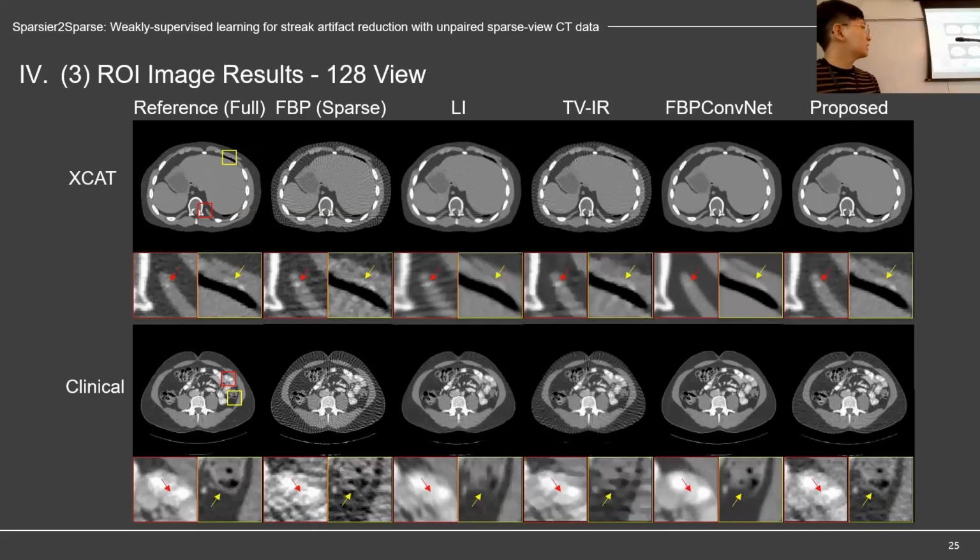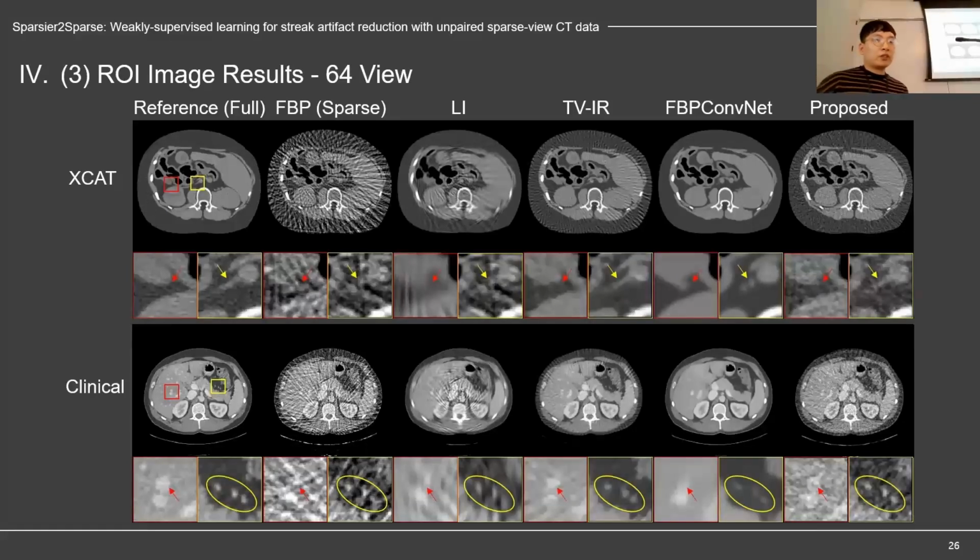To observe more fine details, we compared the ROI image results with 128 projection views on SCAT and clinical dataset. For the ROIs of both SCAT and clinical dataset, it can be seen that the signals indicated by red and yellow arrows were blurred in the FVP component. In contrast, the proposed method produced the best ROI visual similarity to those of the reference image while preserving edge sharpness.